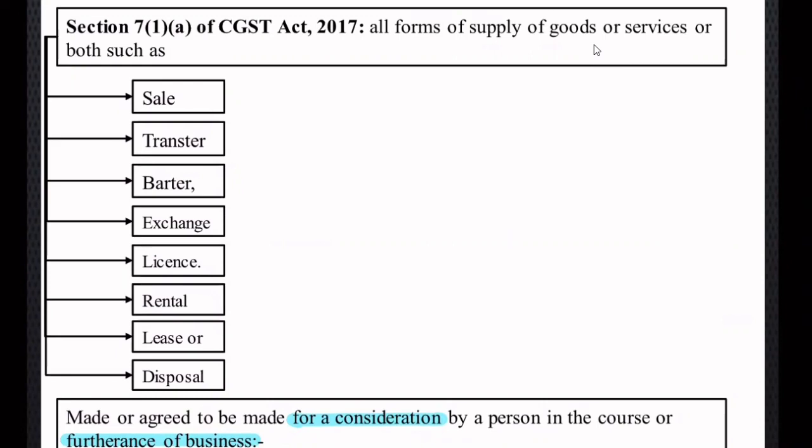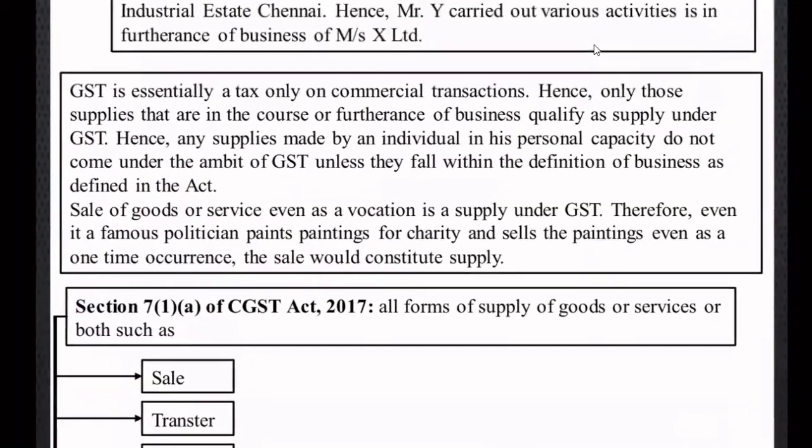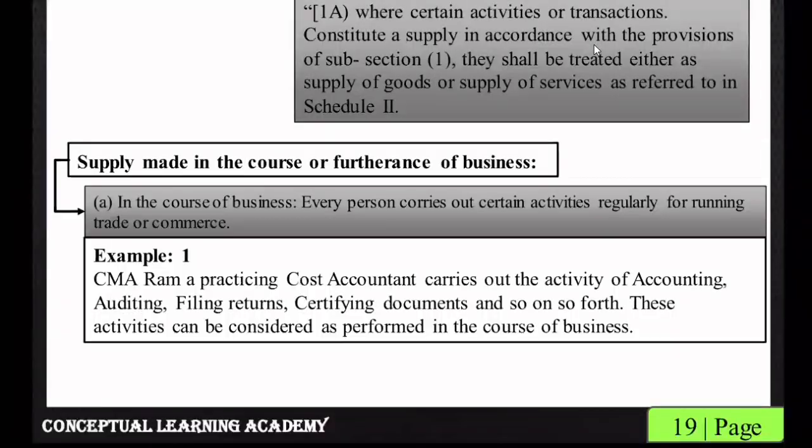Now we know everything. What is supply? Supply includes all forms of sale, transfer, barter, exchange, license, rental, lease, disposal. If you do all these things for some consideration, in the course or furtherance of business, by a taxable person, and whatever you are doing is a taxable supply, then yes, my friends, it is a supply and GST might attract to you. Clear to everyone? Yes. Yes, sir.